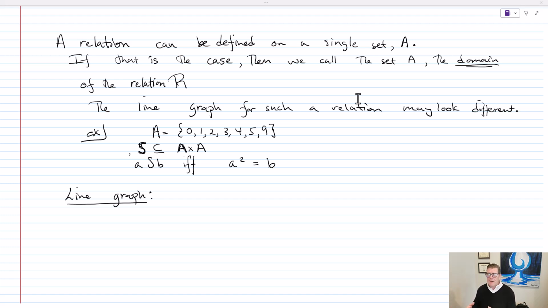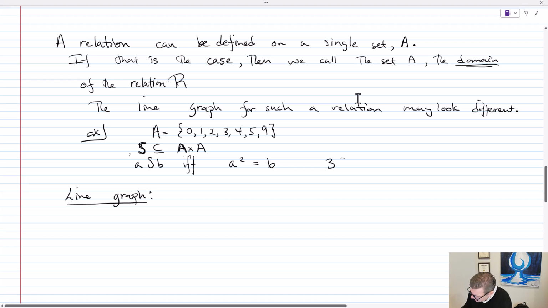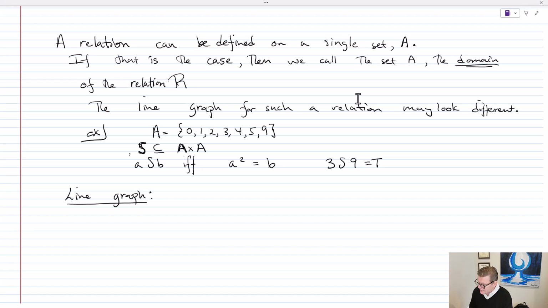aSb if and only if a squared equals b. So for example, 3S9 is equal to true, so that's going to be inside of the relation S. Let's imagine the line graph. In this case, because we only have the one set, we can actually just write the line graph as a single set of points. We don't have to imagine it as A on one side and B on the other. So we have 0, 1, 2, 3, 4, 5, and 9.